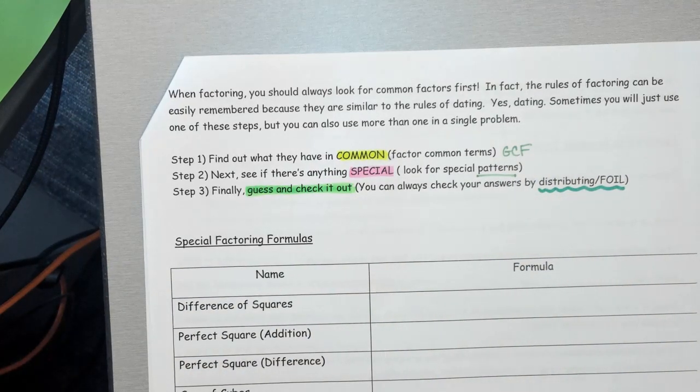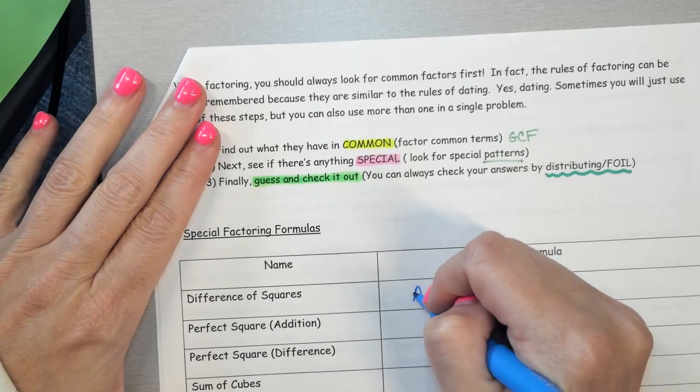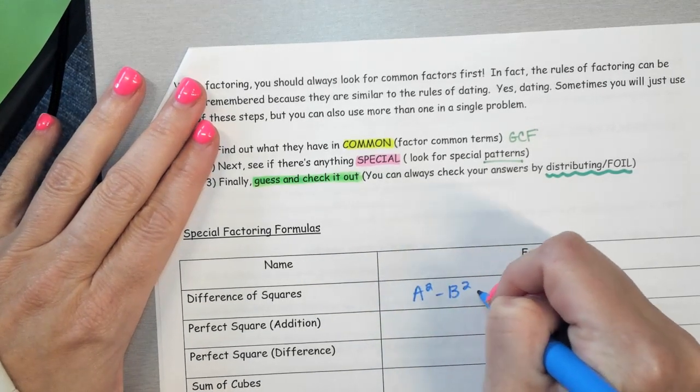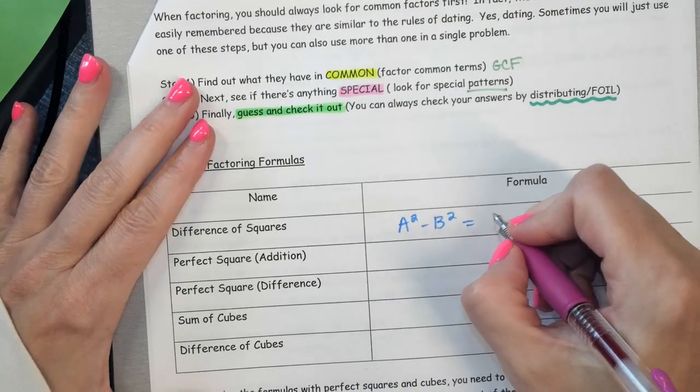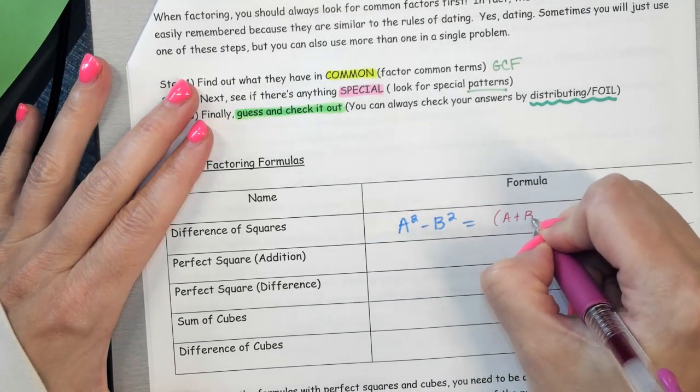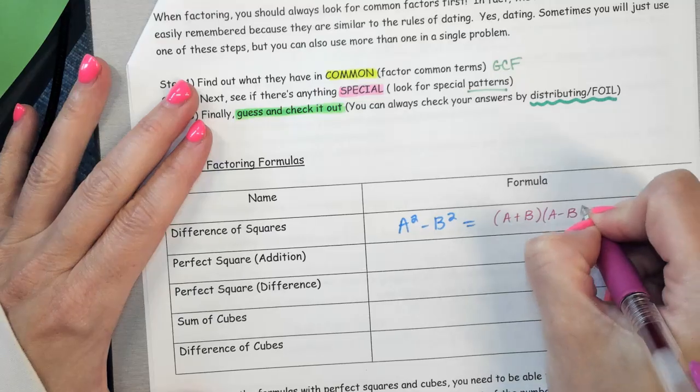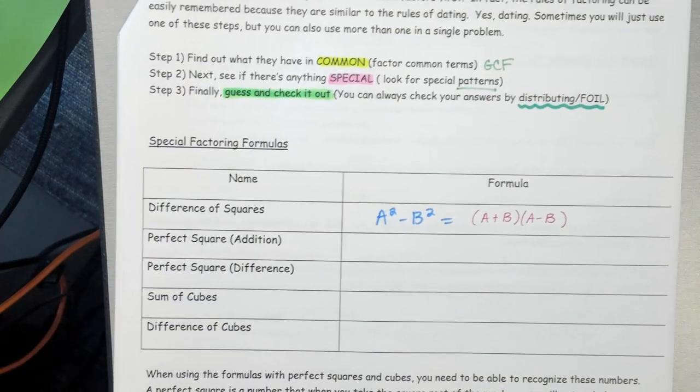All right, so the special formulas. I know you all probably just have a favorite special formula, right? How many of you, your favorite is difference of two squares? That's my favorite. I think it's the easiest to remember. You have a squared minus b squared. That's going to factor into a plus b, a minus b. Okay, that's also the most common special pattern.